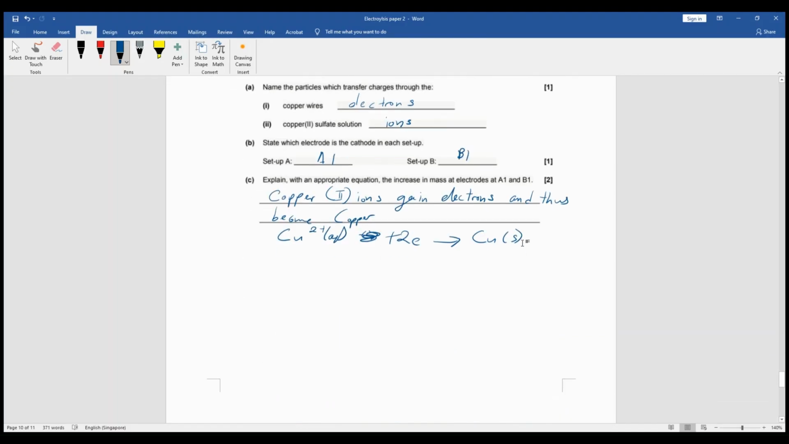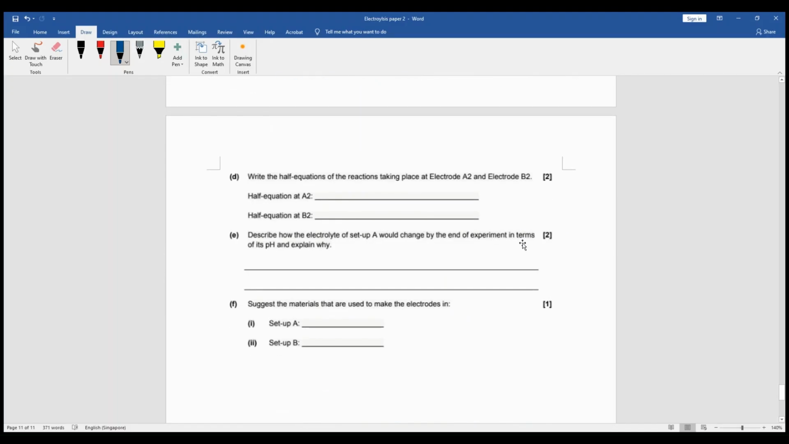So in that case, the half equation at A2 is your normal inert electrode. That means hydroxide will be discharged. That means it's oxygen. So your normal hydroxide discharge equation. B2 is copper, same thing. Now no, not same thing. Copper, then you have copper ions.